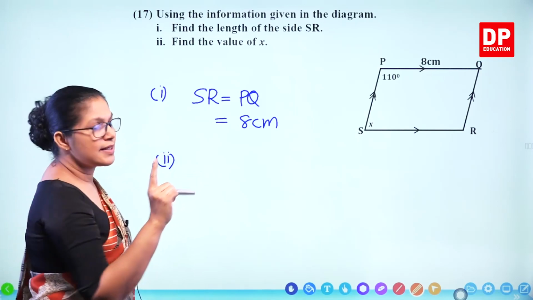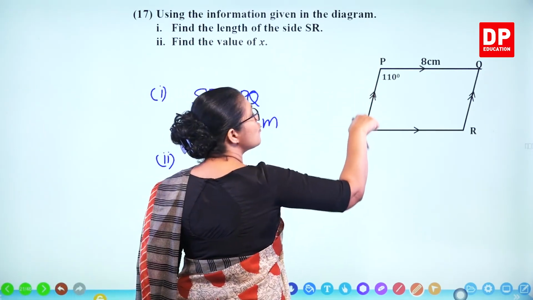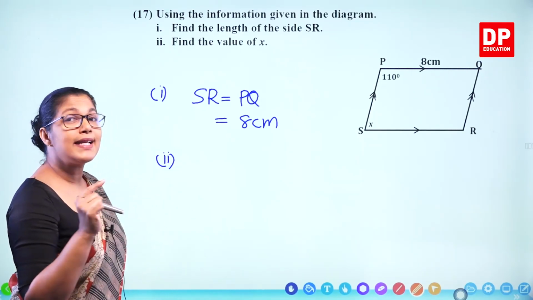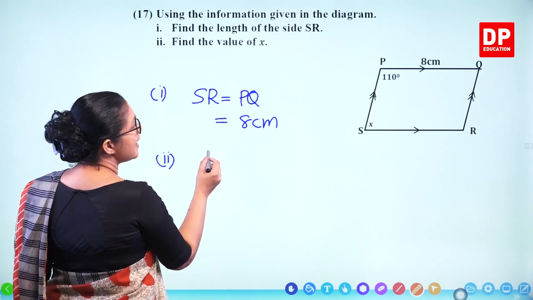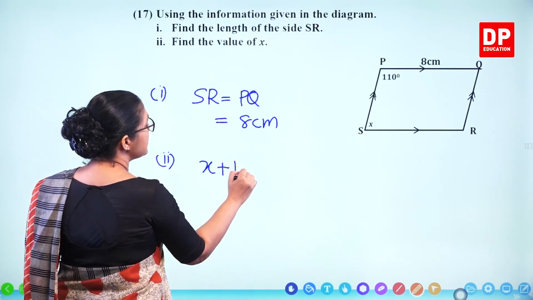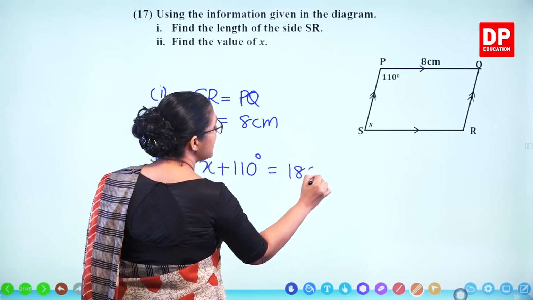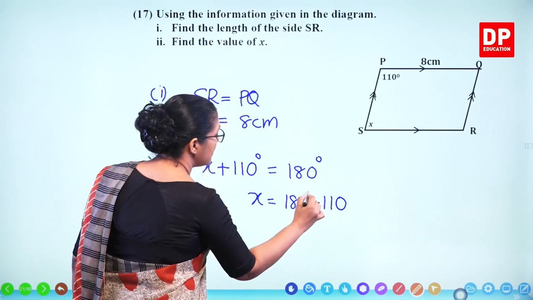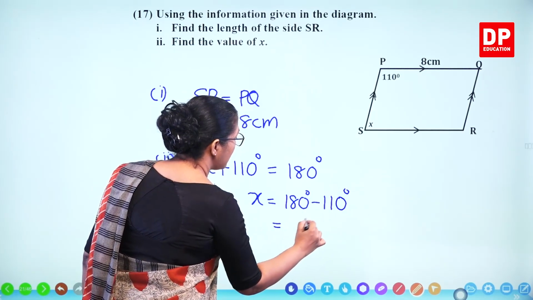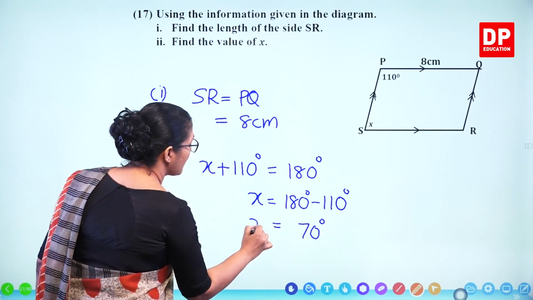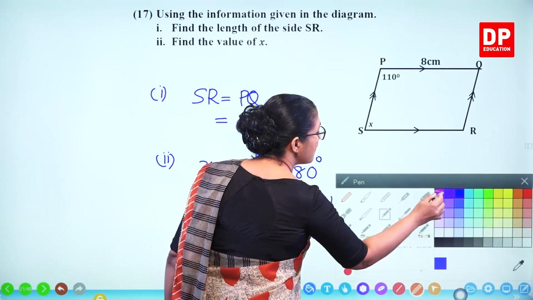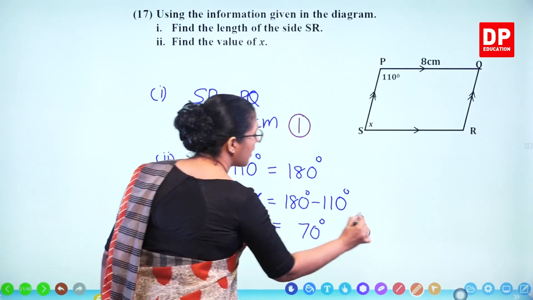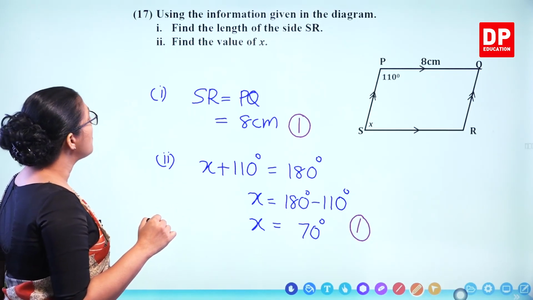Find the value of X. So what do you know about these two angles? Allied angles add up to 180 if the two lines are parallel. So we can say X plus 110 is equal to 180. X becomes 180 minus 110. That's 70. So X becomes 70. So 2 marks, 1 mark and 1 mark here. So 2 marks for that.